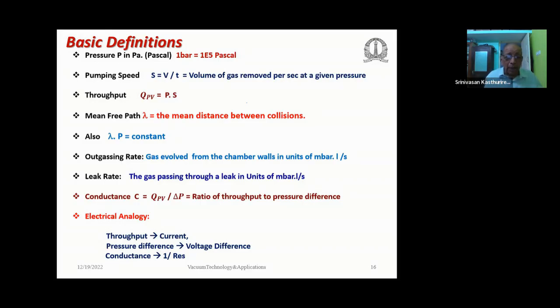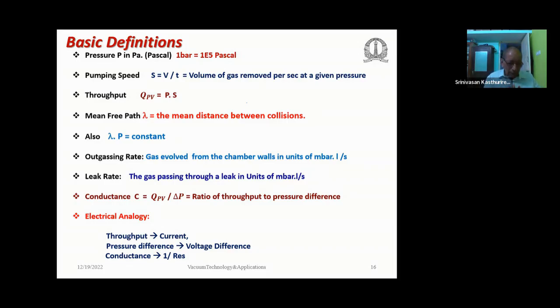And then what about leak rate? Leak rate also has exactly the same units, because leak rate refers to a gas passing through a leak into the system. So you can imagine a gas coming in at a particular pressure into a certain volume. The gas is now getting accumulated in the vessel, so exactly the same units are there.